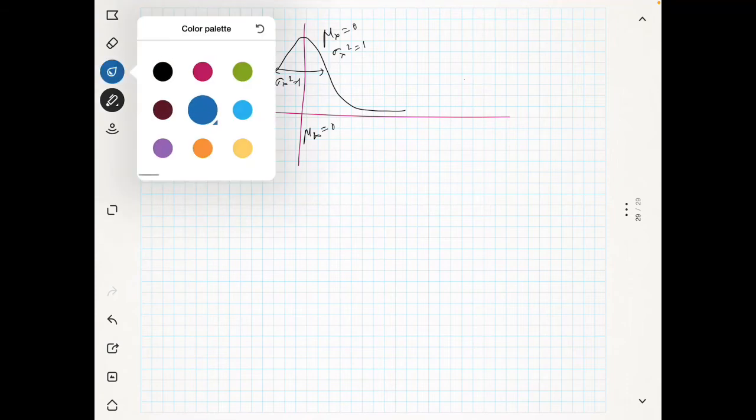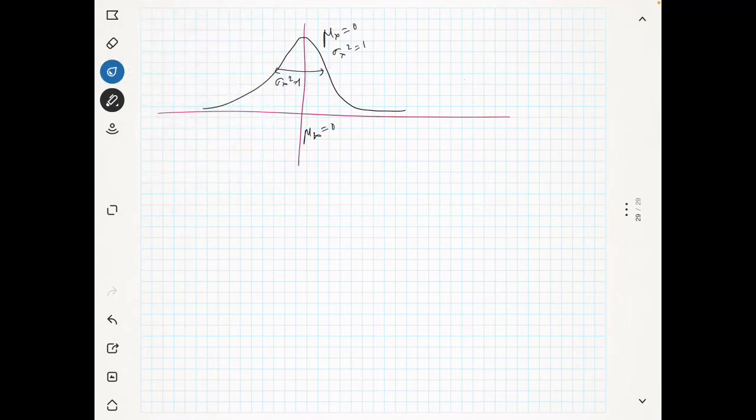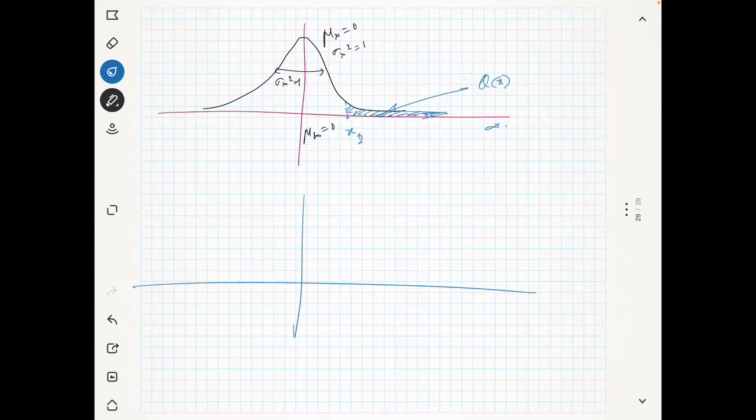Now you can integrate it from, for example, if you have a point here x, then you have the integration from x to infinity, and this area from x to infinity is nothing but the Q of x. Okay, that's it. Now let's say this is x2 and you have Q of x2. Suppose you have another distribution, same thing, a Gaussian distribution with sigma x squared equal to 1 and mu x equal to 0.